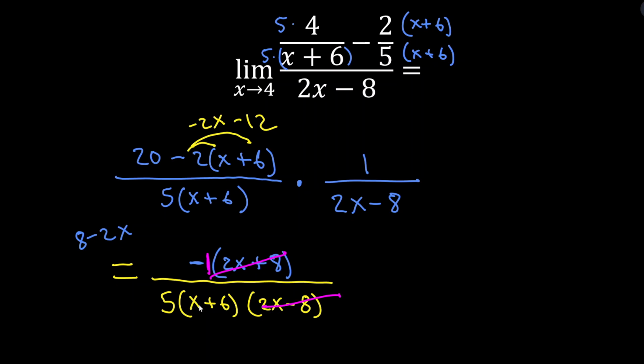Now when we plug in 4, we get 4 plus 6 is 10. 5 times 10 is 50. Negative 1 over 50. And that was our last example.